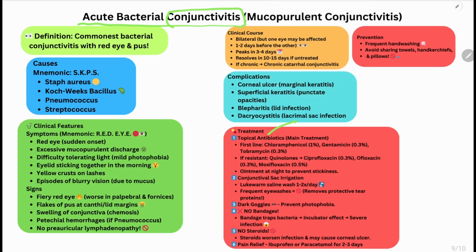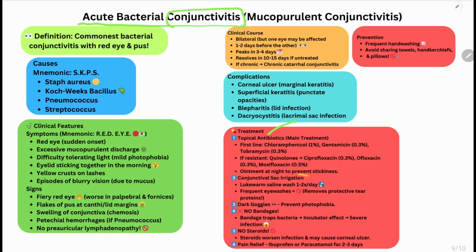Okay, and the most important point is what is the treatment that you are going to give to your patient. The treatment is very easy. If you are unable to remember all the drugs, just remember the subheadings like topical antibiotics, conjunctival sac irritants, dark goggles are the drugs used here. In topical antibiotics, in first line you will give chloramphenicol 1%, gentamicin 0.3% and tobramycin 0.3%. But if the patient is resistant to the first line drugs, you give quinolones like ciprofloxacin, ofloxacin and moxifloxacin. And at night time you can give ointment to prevent the stickiness of lids.